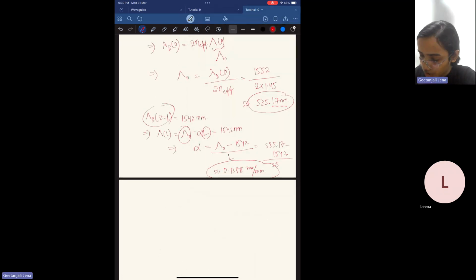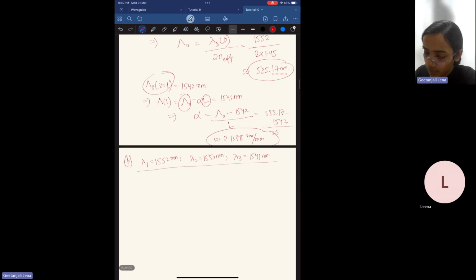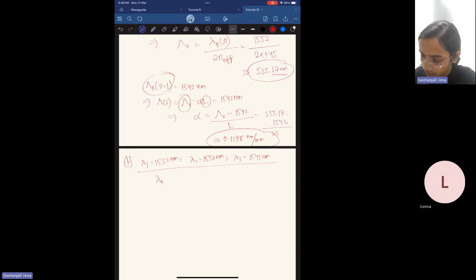So to find out the position, let us see. We have lambda 1, which is 1552, lambda 2, 1550, lambda 3 is 1541. So we can use the Bragg condition, that is lambda_B(z) should be equal to 2 n_effective Λ(z). Right? So let us see the first one, which is lambda 1.